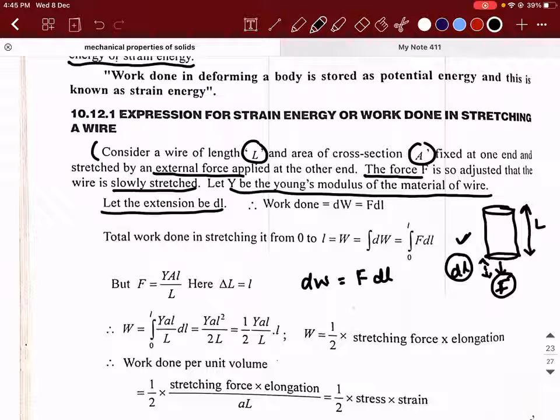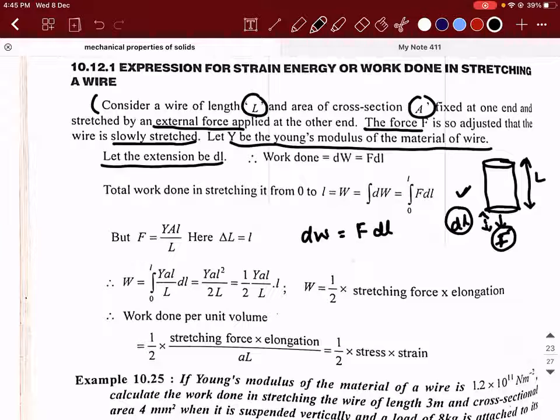Sir, why are we stretching it slowly? It is because if you do it fast, then kinetic energy should be taken into consideration. If you do it fast, you need to take the kinetic energy of the particles also. Yes, sir. That is the reason why we always do the experiments slowly.